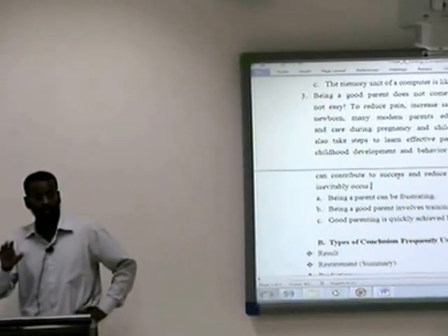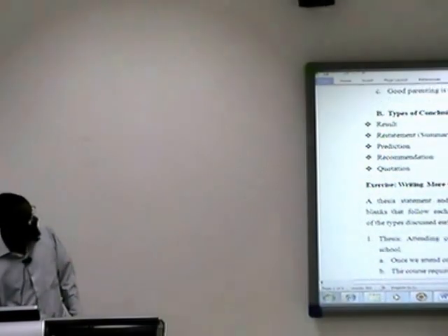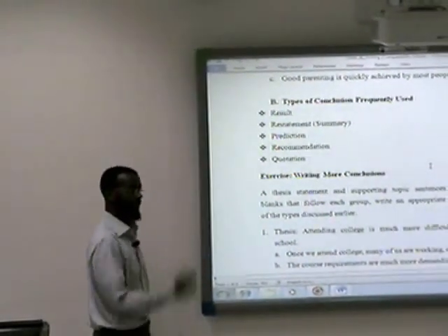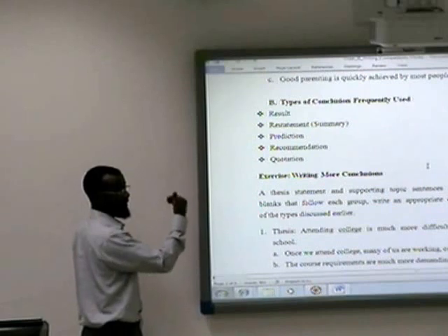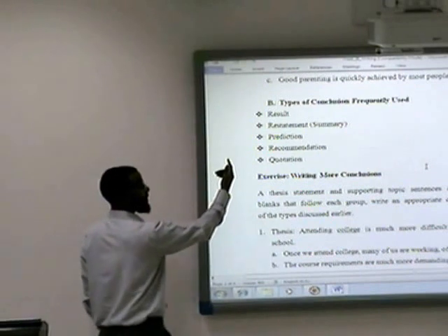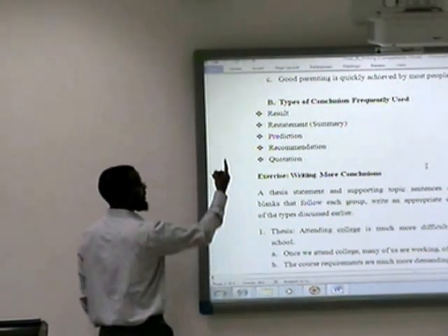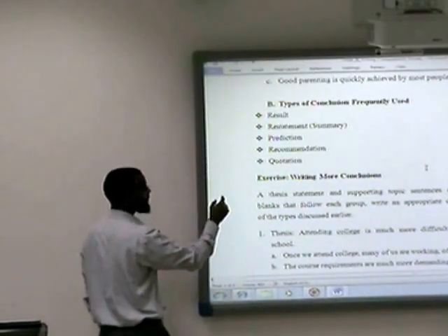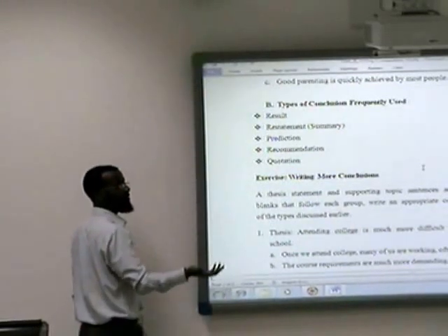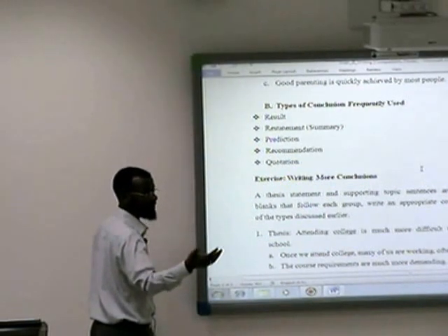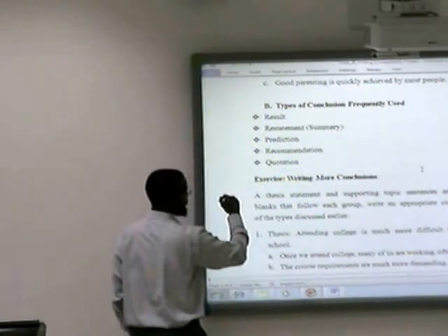But is this the only strategy to write a good conclusion? No. We have other types. We could use a result in the conclusion. So imagine if in the body you have mentioned a number of reasons or a number of issues, and you could mention the result in the conclusion. The second one is statement summary, which is what we have been doing right now. Summarizing the main idea. Prediction. What do you think will happen to this problem, to this situation, in 5 years' time? You can insert it into the conclusion.